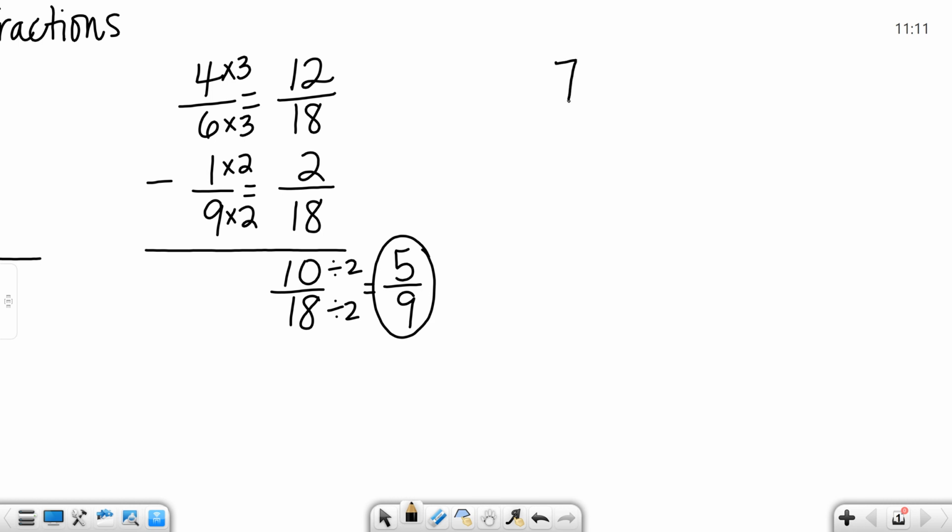Let's try some mixed numbers. So what if we have 7 and 5/7 minus 3 and 1/2? Okay. I stressed this the other day in class. I repeat, do not change these mixed numbers to improper fractions. We are going to get a common denominator for the fraction part of the number, and we're going to leave those whole numbers alone. So we're looking at 5/7 and 1/2. The common denominator for those would be 14.